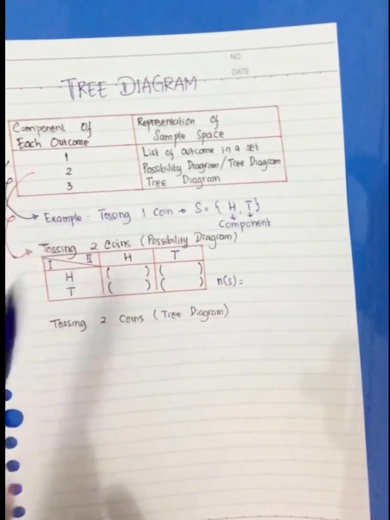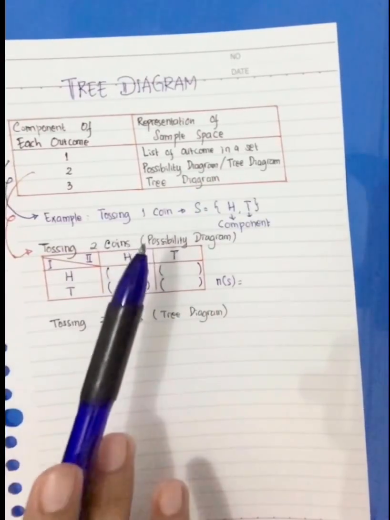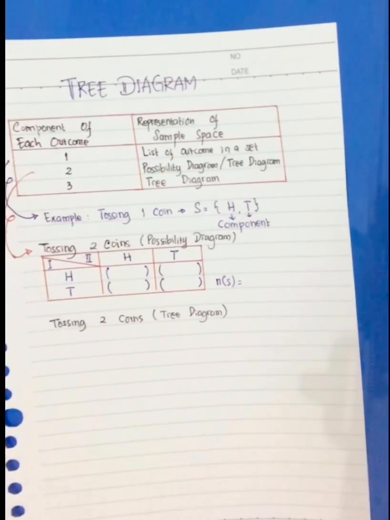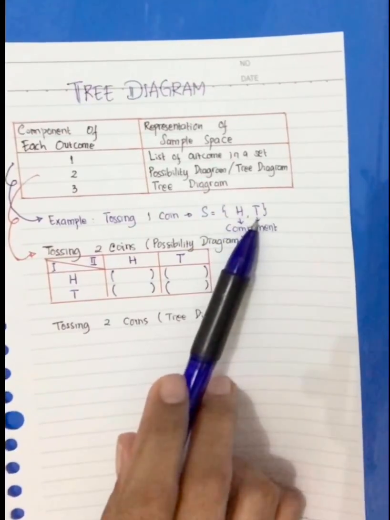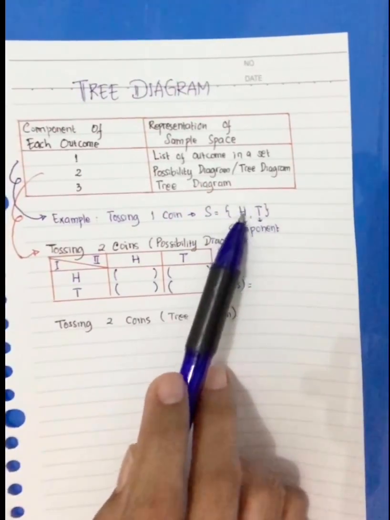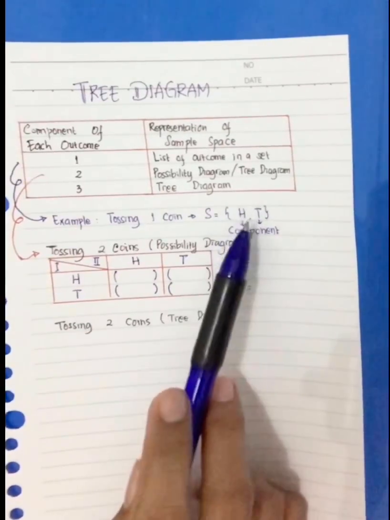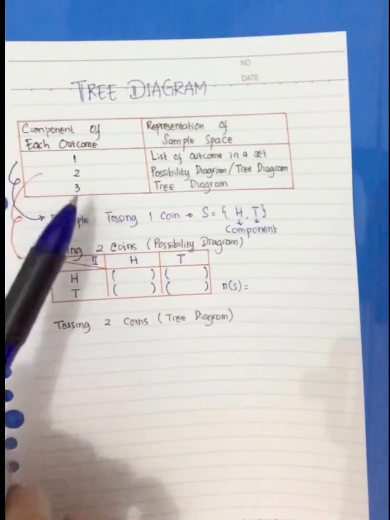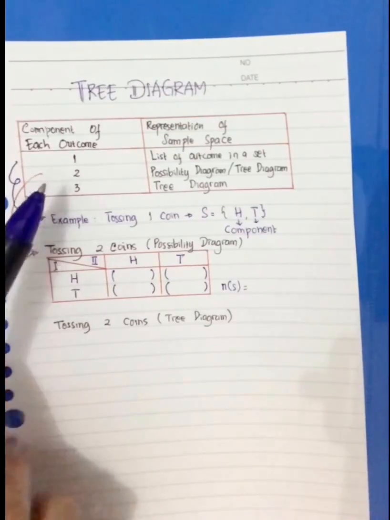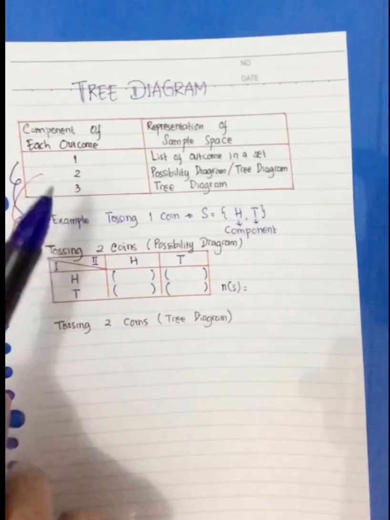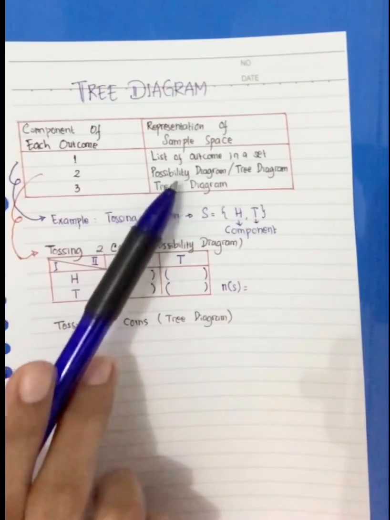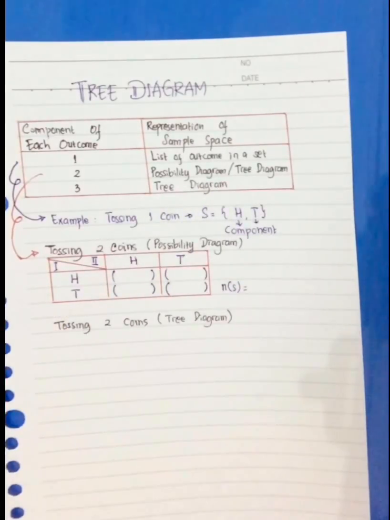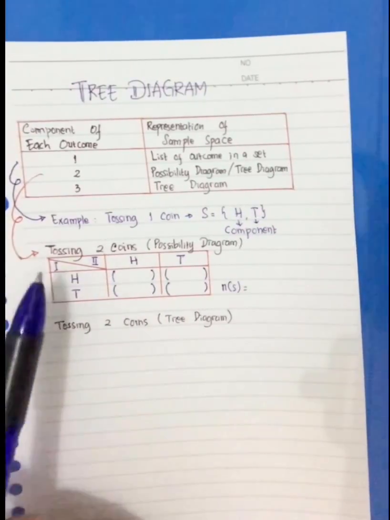So for example, tossing one coin. If our experiment is tossing one coin, we can just write the sample space as S equals {head, tail}. For each outcome, we just have one component, head or tail. Next, if we have two components, we can represent the sample space by using a possibility diagram or a tree diagram. But last time we just discussed the possibility diagram.